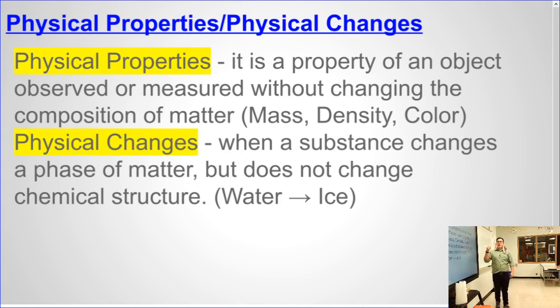So if I want to see what the properties of water are, we can measure the mass, we can measure the density, we can look at the color, all without changing what it is. It's still water the entire time. Okay? A good indicator is, did you do anything to try to change it for a physical property? Or did you just record what you see, usually using your 5 senses?